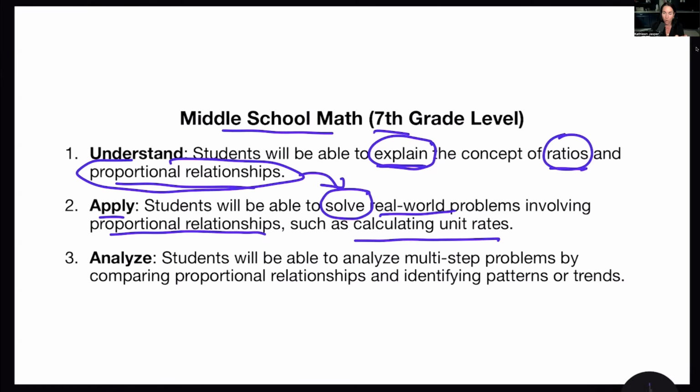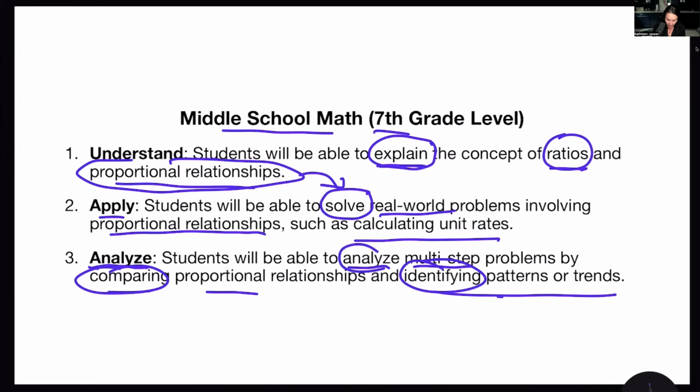We start off at number 1, where we're just kind of explaining. Number 2, we're applying. And number 3, we're getting more towards that critical thinking, analyzing. Students will be able to analyze multi-step problems by comparing proportional relationships and identifying patterns or trends. So we're using identifying and comparing, putting that together to analyze. And then, of course, we have multi-steps. When you have multi-step mathematical problems, you are talking about higher order thinking as well. So number 3 encompasses all that higher order thinking, that critical thinking that we need.